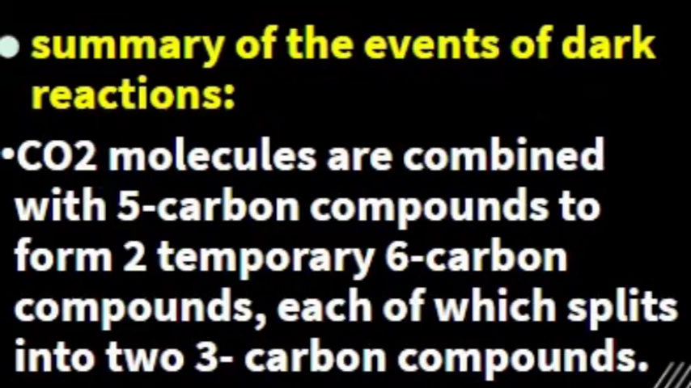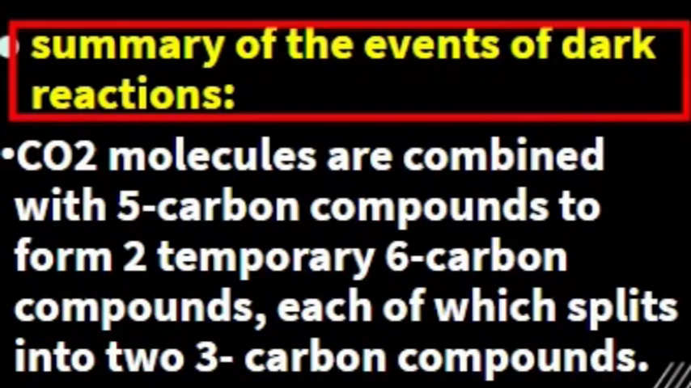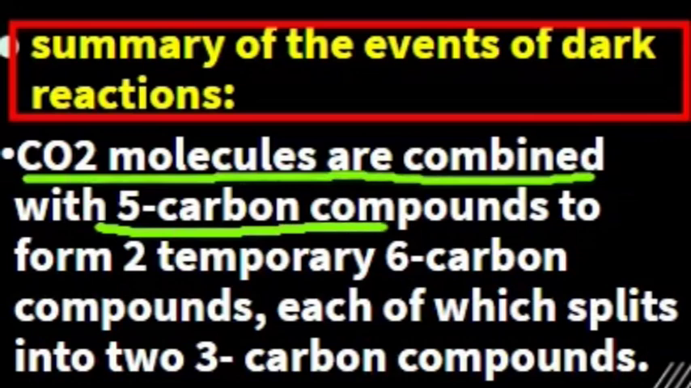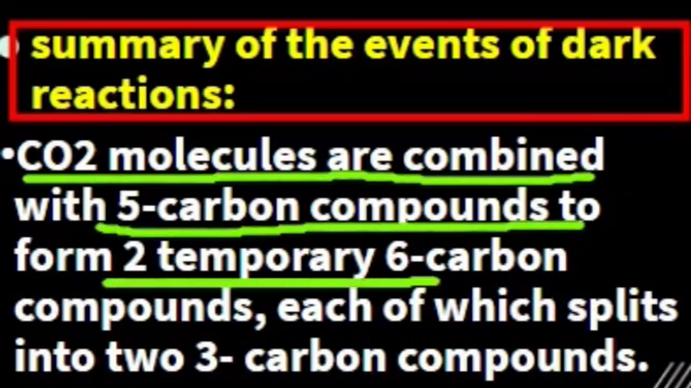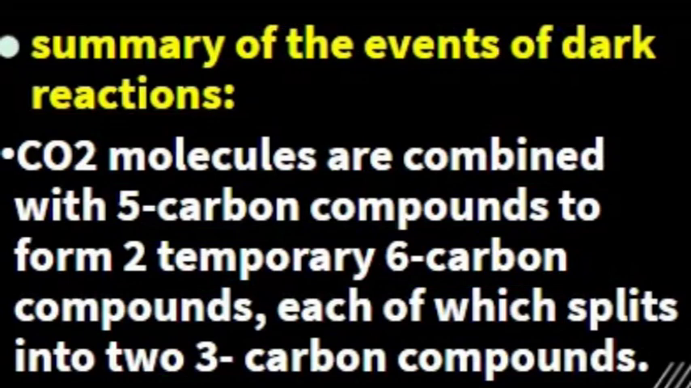Summary of the events of dark reactions. Here is the detail of the processes of dark reactions. The first one is CO2 molecules are combined with 5 carbon compounds to form 2 temporary 6 carbon compounds, each of which splits into 2 3 carbon compounds. It means from 6 carbon compounds, 2 molecules are formed which contain 3 carbon compounds. 5 carbon compounds means a compound which contains 5 carbons, and 3 carbon compounds means a compound which contains 3 carbons in it with some other molecules.